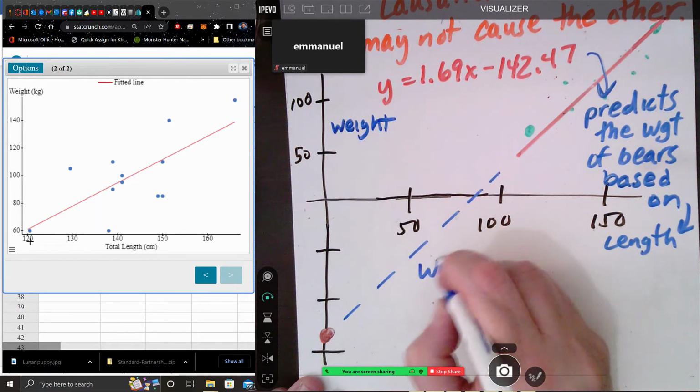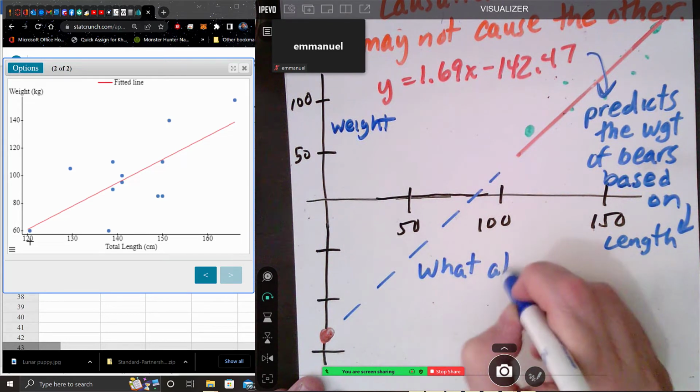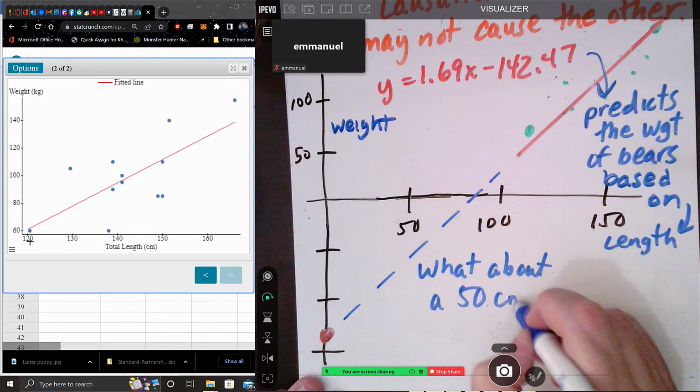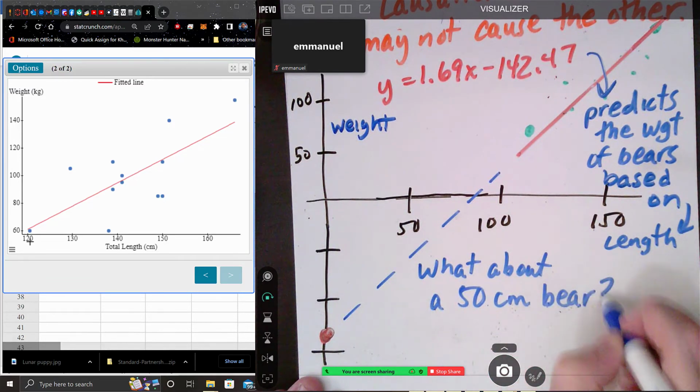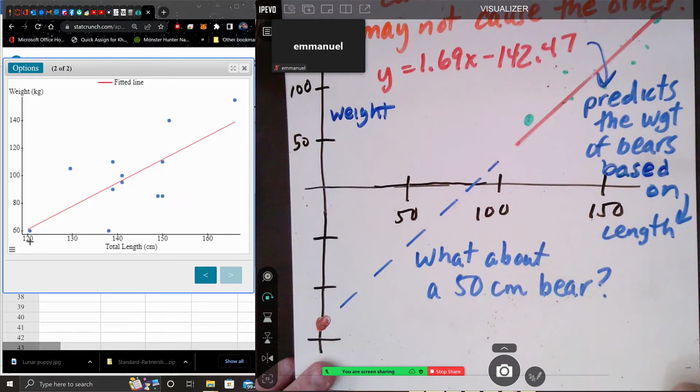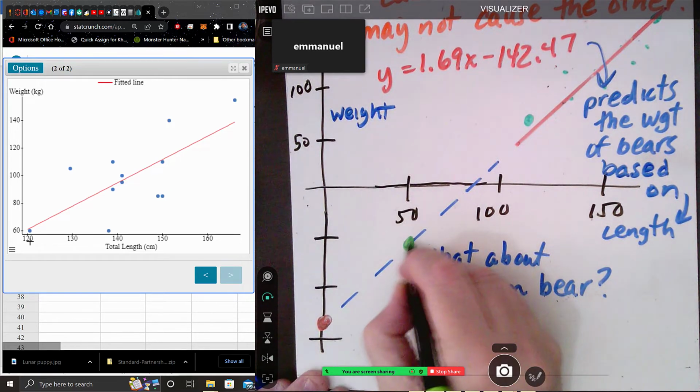What about a 50-centimeter bear? A baby bear. There's bears that are 50 centimeters. That's half a meter. It's, you know, a foot and a half long. It's a very baby bear. This formula would predict a negative weight.